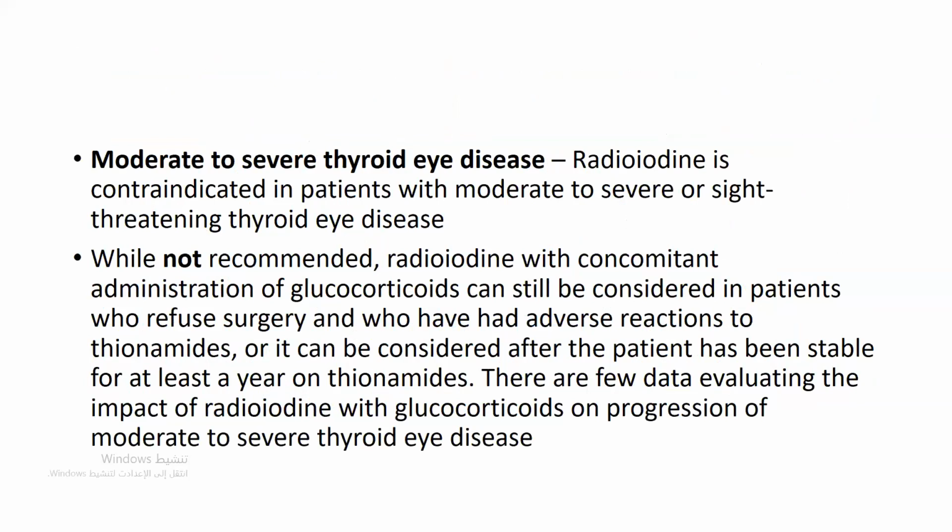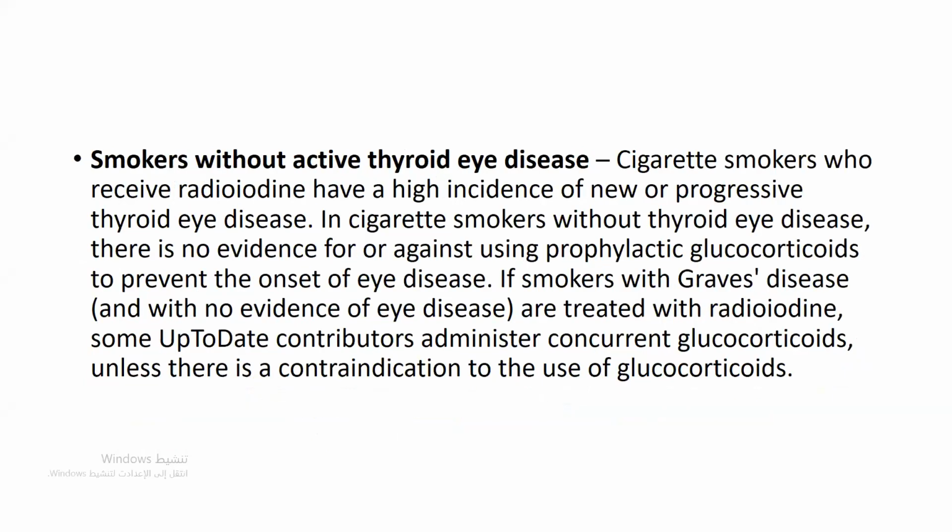What about moderate to severe thyroid eye disease? Radioiodine is contraindicated in patients with moderate to severe sight-threatening thyroid eye disease, while not recommended. Radioiodine with concomitant administration of glucocorticoid can still be considered in patients who refuse surgery and who had adverse reaction to thionamide, or it can be considered after the patient has been stable for at least a year on thionamide. There are few data evaluating the impact of radioiodine with glucocorticoid on progression of moderate to severe thyroid eye disease.